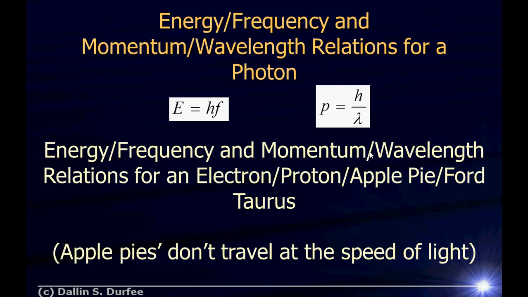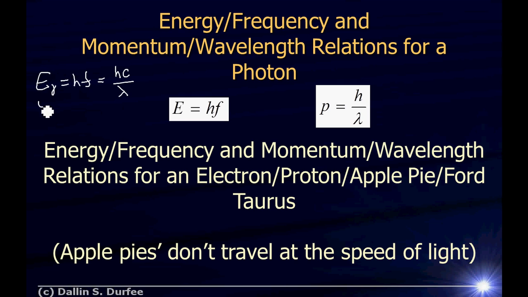Okay, but one little note here. Apple pies don't travel at the speed of light. So sometimes when you're calculating the energy of a photon, I'm going to put a little gamma here to say this is the energy of a photon, that's equal to hf, and then you say, well, f is the speed of light over the wavelength, right? So I can also write this as hc over lambda. That works for a photon. It does not work for a Ford Taurus or an apple pie or an electron because they don't travel at the speed of light, all right?